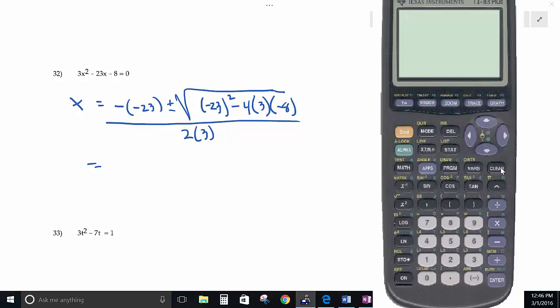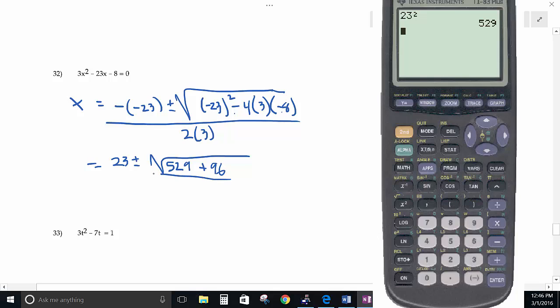Let me get that set up. Okay, so what we have is positive 23 here, plus or minus, and then underneath that radical, you can do 23 squared, which is going to be a positive 529. I think I saw most of you had that. I saw a few of you mess up with this. This is 2 negatives right there. So that would be 8 times 4 times 3, which is going to be plus 96, I think, right? Okay. And then all over 6, like that. Okay. All right.